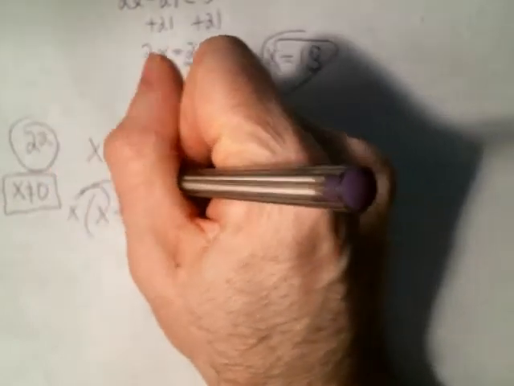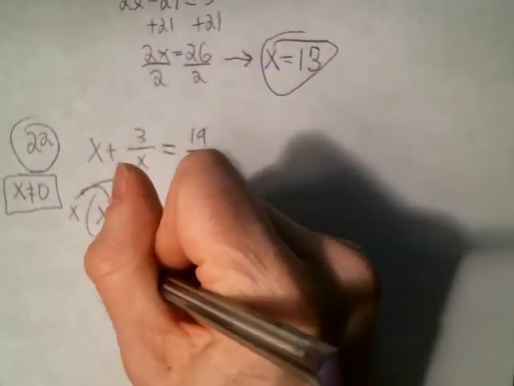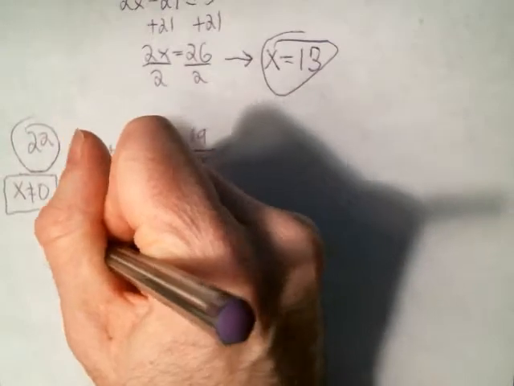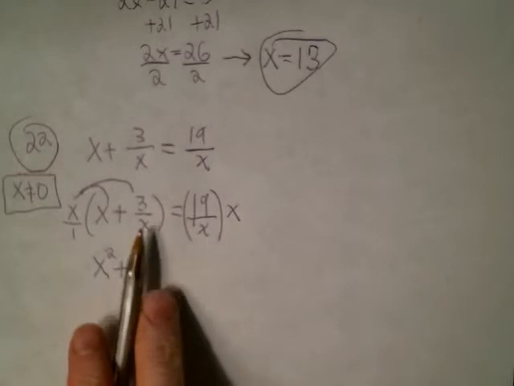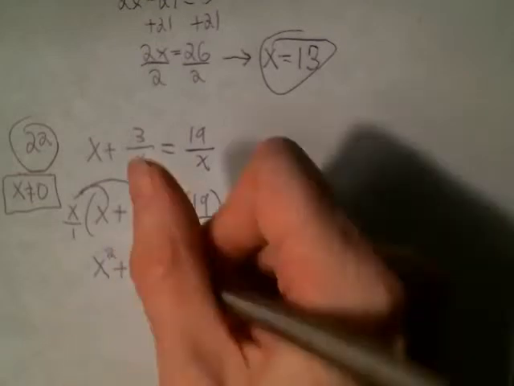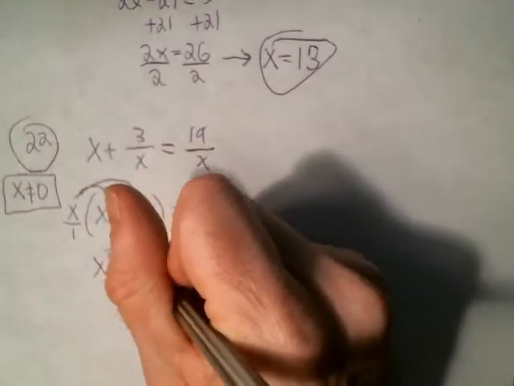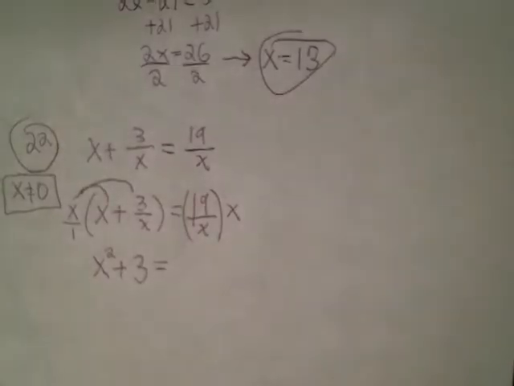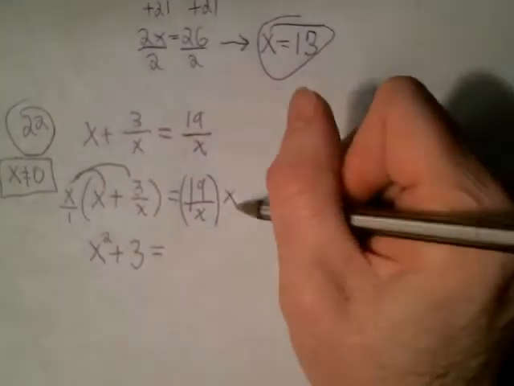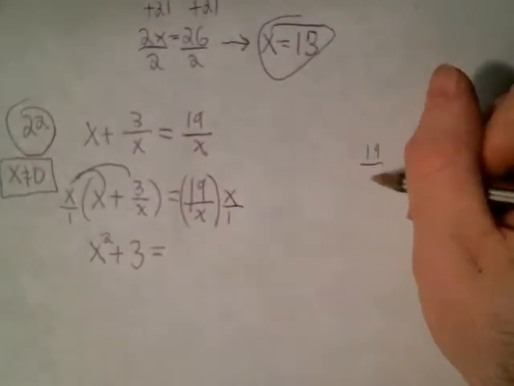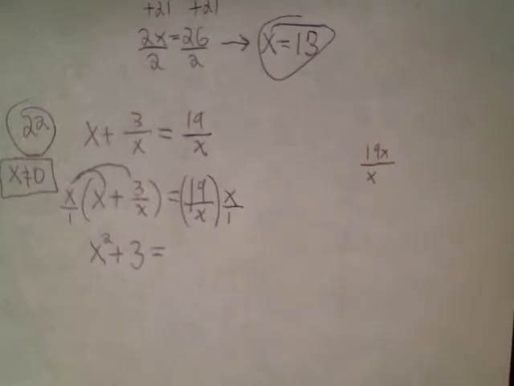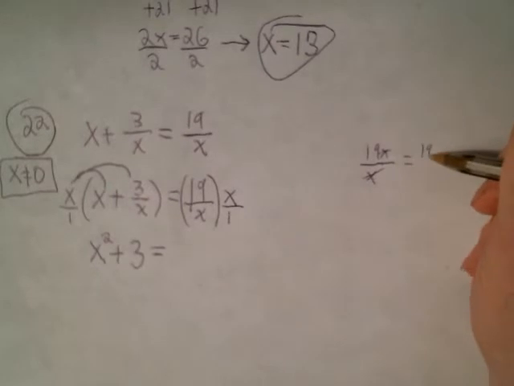Over here I have to distribute, so I'll have x times x is x squared, plus, and then if you'd like, you could think of it as x times 3, 3x, all over 1 times x, x, 3x over x, but that will just simplify. The x's will divide out, and you'll have 3. On the right-hand side, if you were to multiply that out, what would you get? You would have 19x over x, and then the x's would cancel out. So you'd just be left with 19 over 1, but that's just 19. So that's kind of what I'm doing.